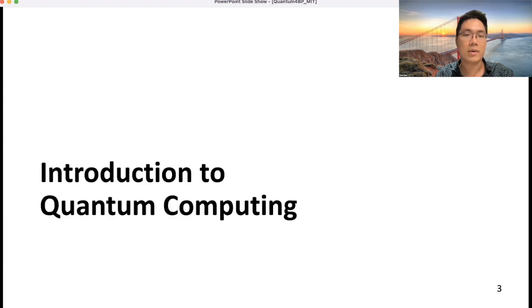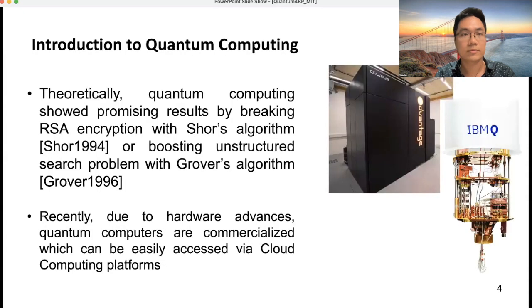So firstly, about quantum computing. Theoretically, quantum computing shows promising results by breaking the RSA encryption with Shor's algorithm in 1994, or boosting the unstructured search problem with Grover's algorithm in 1996. And recently, due to hardware advances, quantum computers are commercialized, which can be easily accessed via cloud computing platforms.